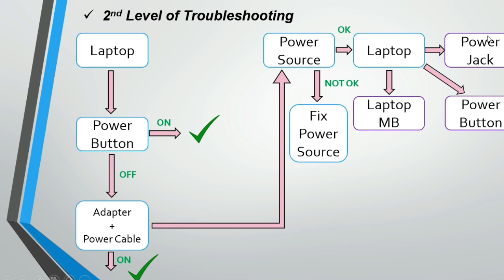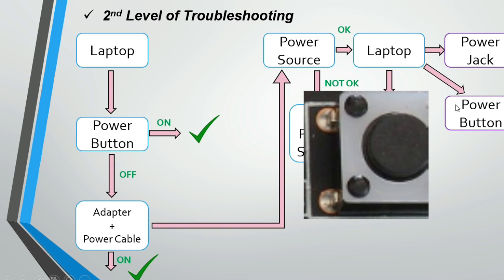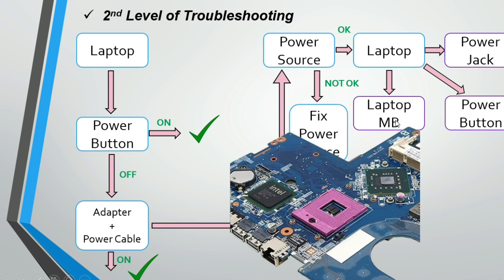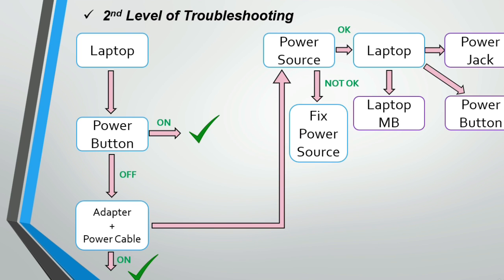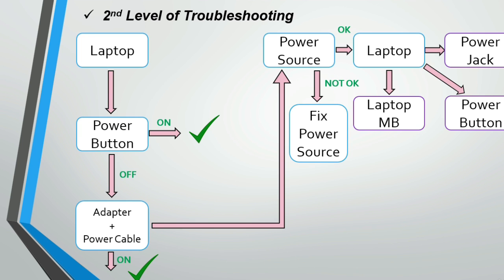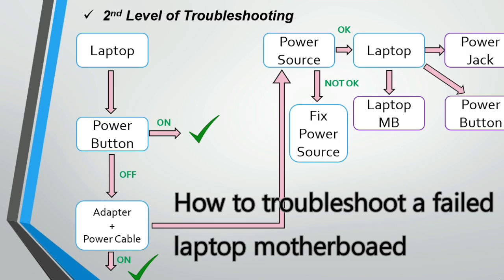If you find that the power jack is okay, then second you should check the power button. Maybe there is a problem in the power button. If the power jack is okay and the power button is okay, then the laptop motherboard has failed. You can replace the laptop motherboard and you will solve the problem. In the next class, we will see the third level of troubleshooting: how to troubleshoot a failed motherboard.